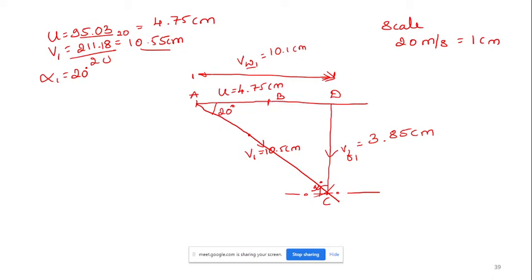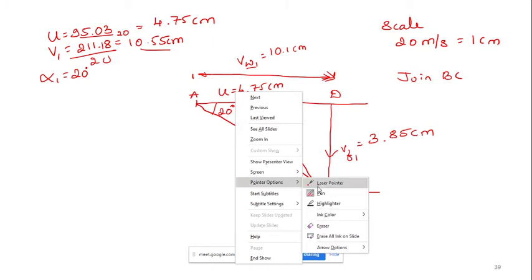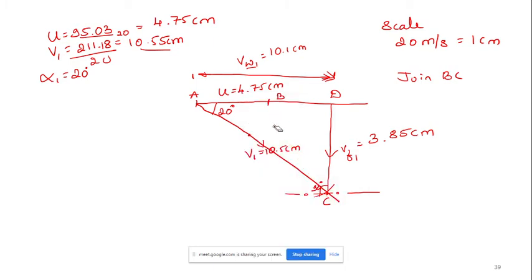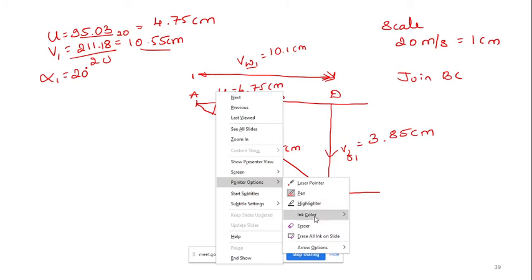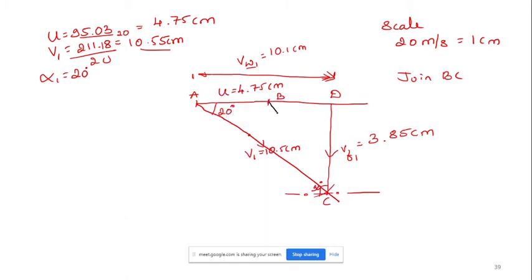Now from point B, join BC. Okay, have you joined BC? Yes, sir. Your BC is nothing but VR1. Measure BC.